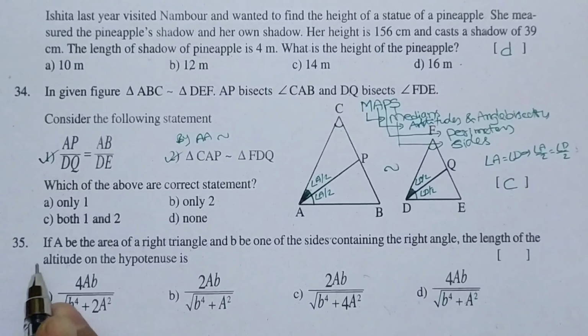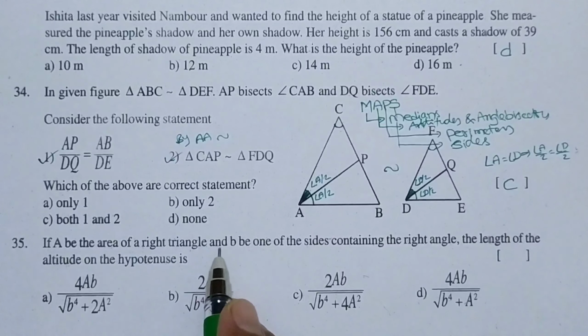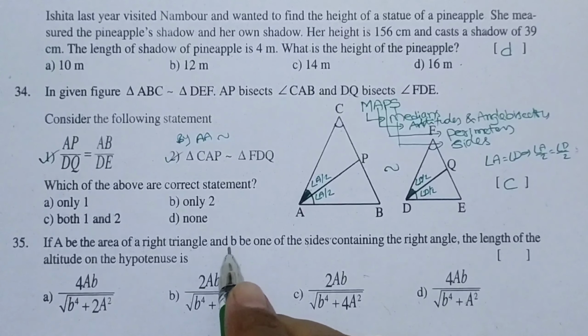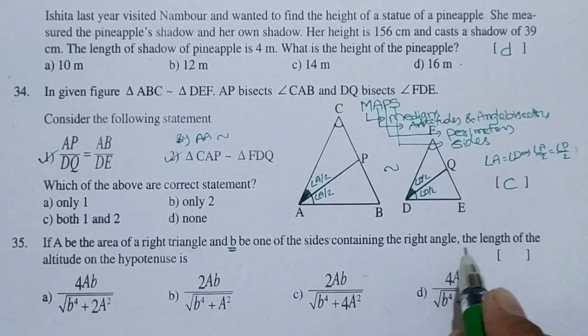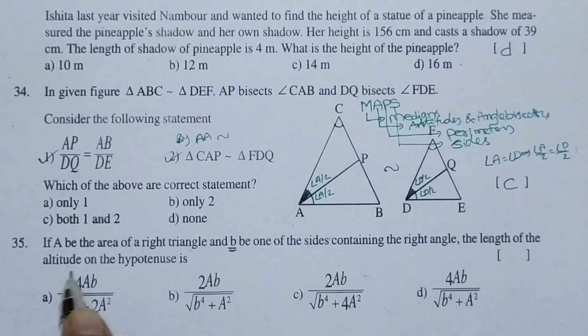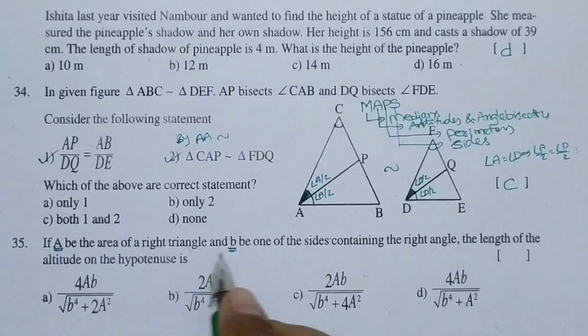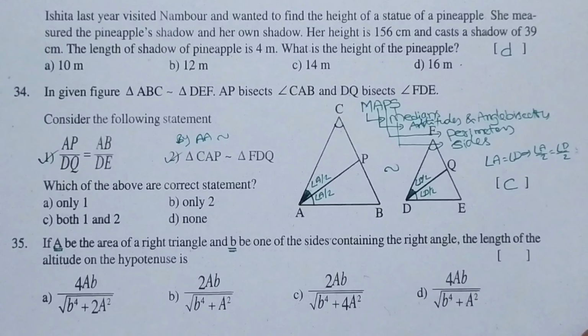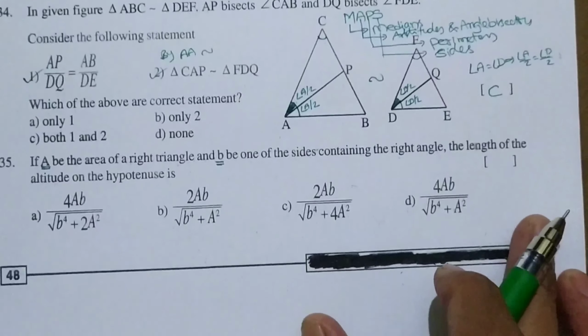Now we see question number 35. If capital A is the area of a right triangle and small b is one of its sides containing the right angle, then the length of the altitude on the hypotenuse is one of them. So here this is the area and this is one of the perpendicular sides. As the space is not sufficient, I am going to solve the problem here.